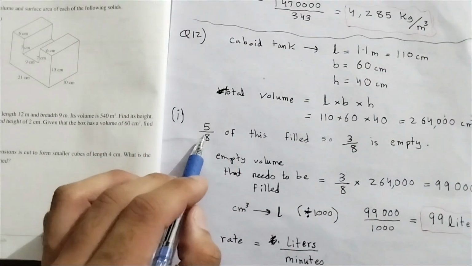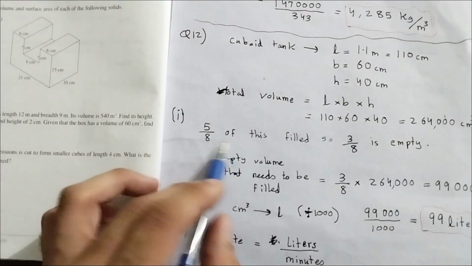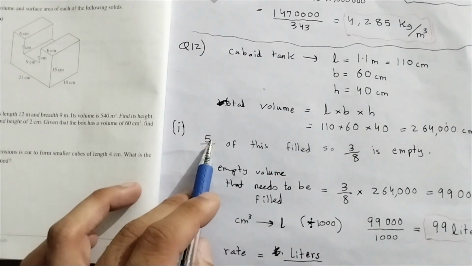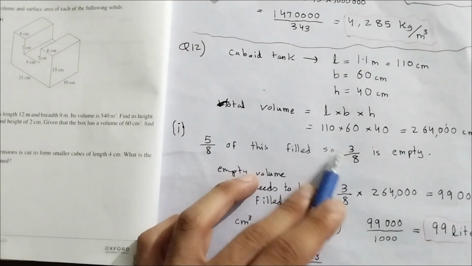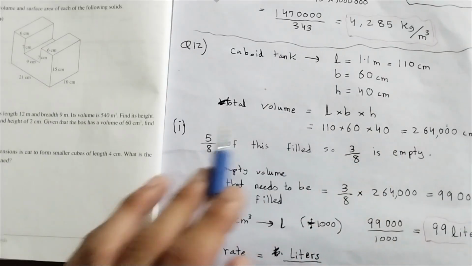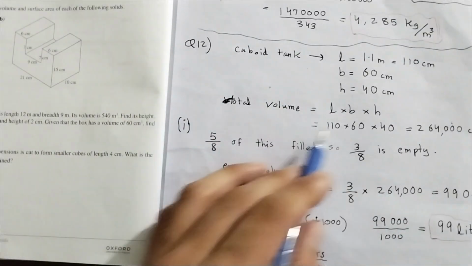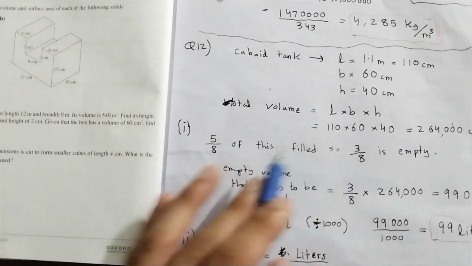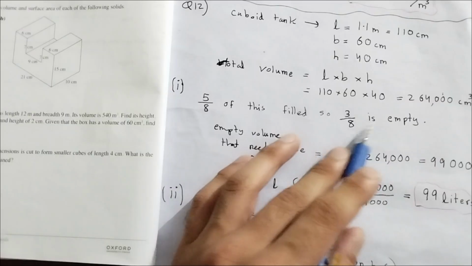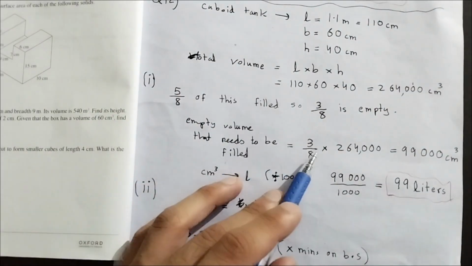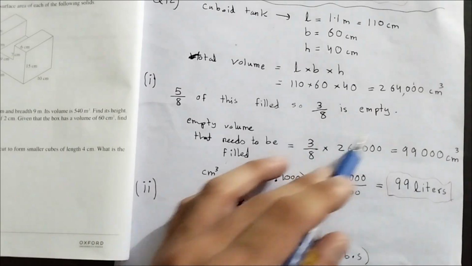Similarly, here we have a total of 8 parts. If out of total 8 parts, 5 of them are filled, then how many are left? 3 parts, yeah. So 3 of them are going to be empty. 5 of them are filled, 3 of them are empty. 5 plus 3, we get the total back, which is 8, right? So 3 by 8 of it is going to be empty, and that is the volume that needs to be filled, right? So the empty volume that needs to be filled is 3 by 8 multiplied by the total volume, right?